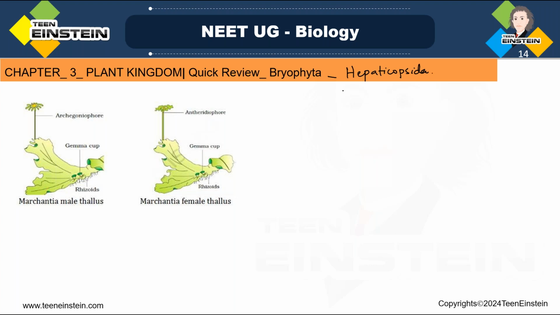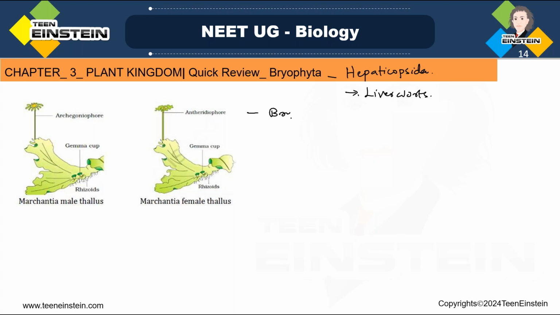Hepaticopsida are otherwise called liverworts. Bryophytes which come under the class Hepaticopsida have a liver-like shape. That's why we call them liverworts. Examples we can say are Marchantia, Riccia, and all these. They are called liverworts.